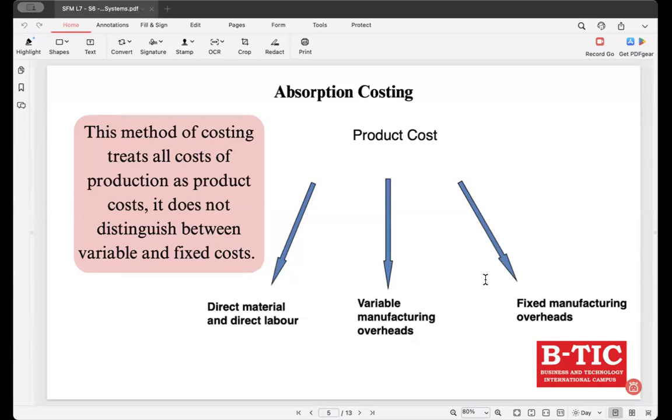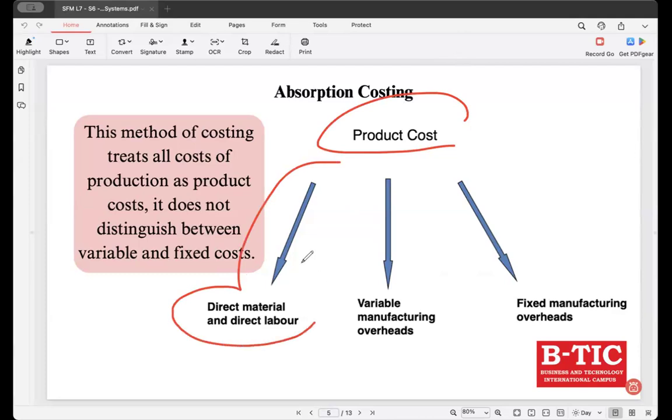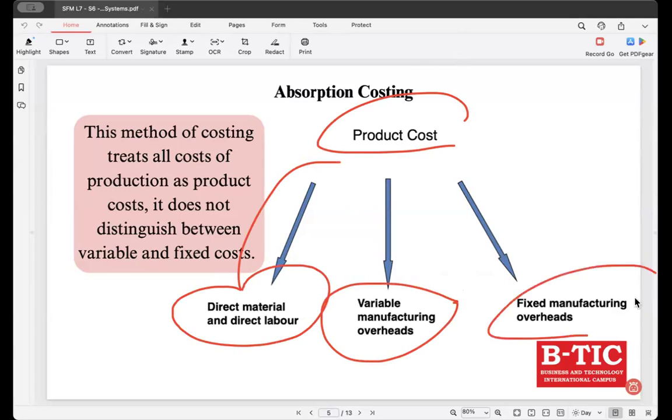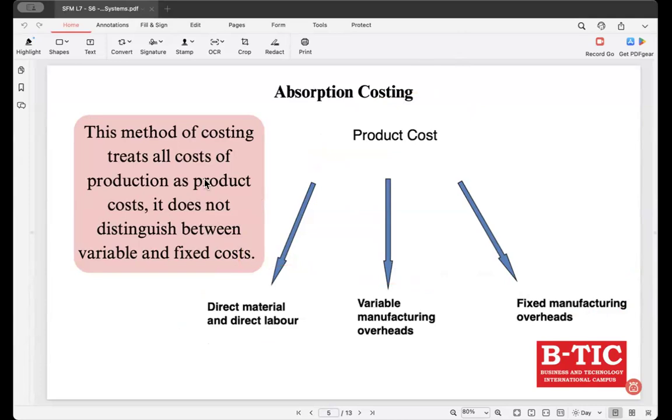There's another term that we use for absorption costing. It is also called the full cost method, right? Full cost method. So as you can see here, you have the product cost. This includes direct material and direct labor, variable manufacturing overheads, and fixed manufacturing overheads. As you can see, all the costs are taken into consideration when it comes to absorption. Clear? This is known as absorption costing.